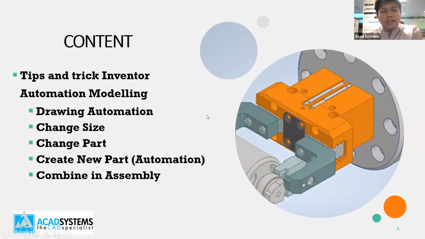For today's content, we will cover a few basic things. The first one is drawing automation. You already did your 3D modeling, so how do you automate your drawing directly from modeling to drawing? That will be the first topic that we cover. The second thing is how to change your size without touching each part, how to change parts, and how to create a new automation part and combine it in an assembly. So this will be the content for today's tips and tricks.